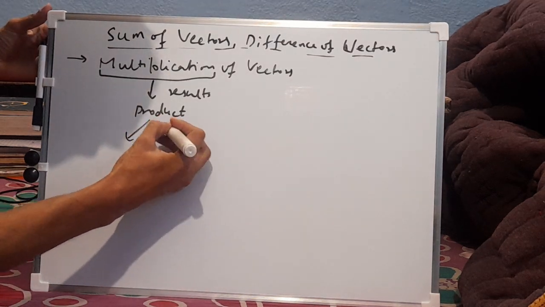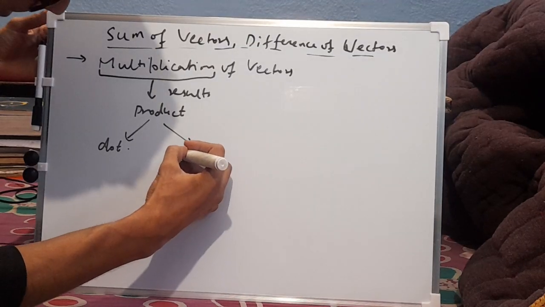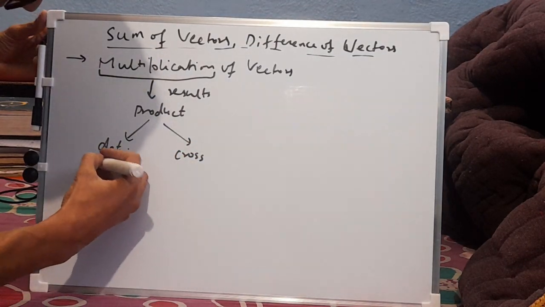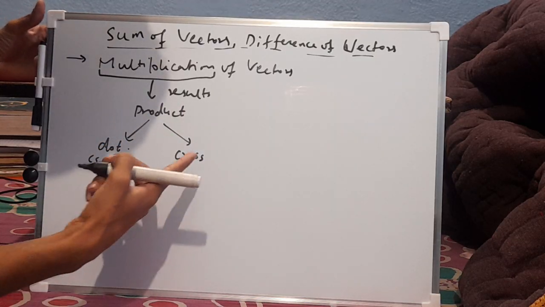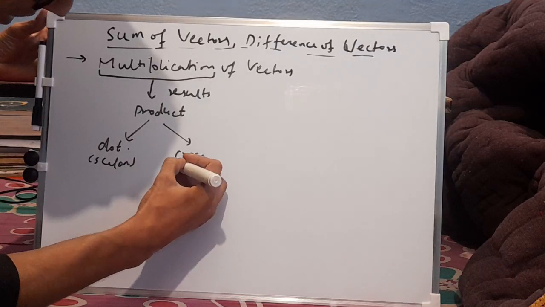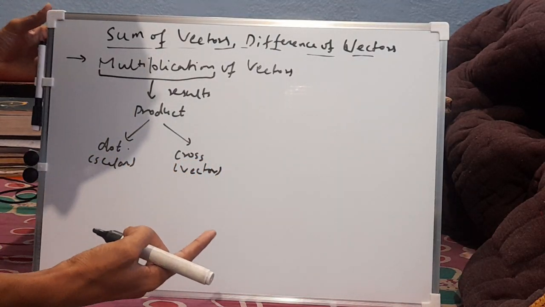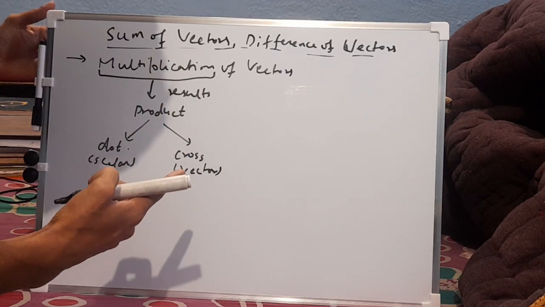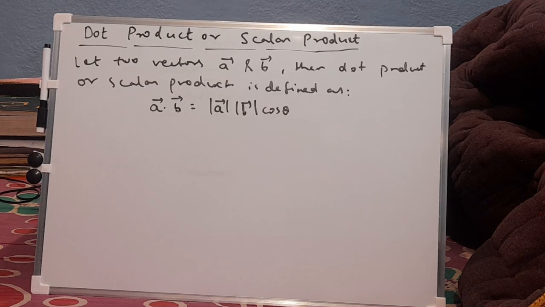The first is dot product and the second one is cross product. The nature of dot product is scalar, that's why it is sometimes referred to as scalar product. But the nature of cross product is vector and it is also referred to as vector product. So in this video we will talk about dot product or scalar product. Now, let's talk about dot product.